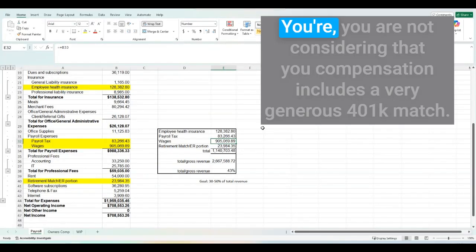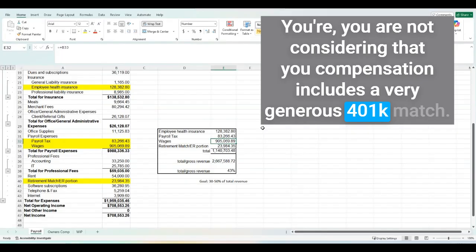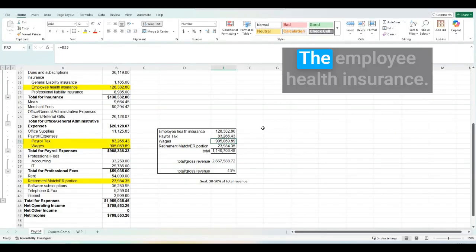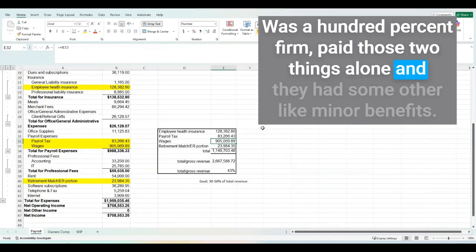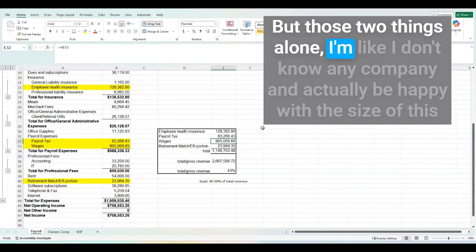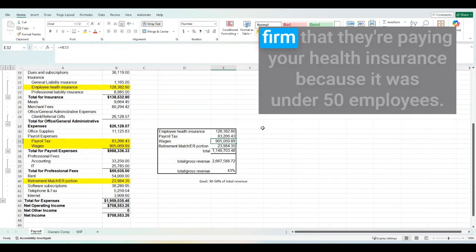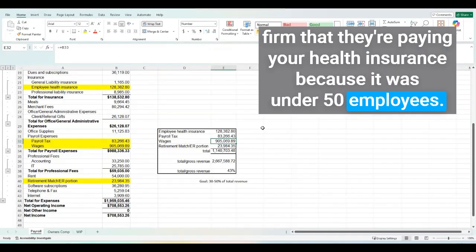You are not considering that your compensation includes a very generous 401k match. It was 5%. The employee health insurance was 100% firm paid. Those two things alone, and they had some other minor benefits, but those two things alone, I'm like, I don't know any company, and actually be happy with the size of this firm, that's paying your health insurance, because it was under 50 employees.